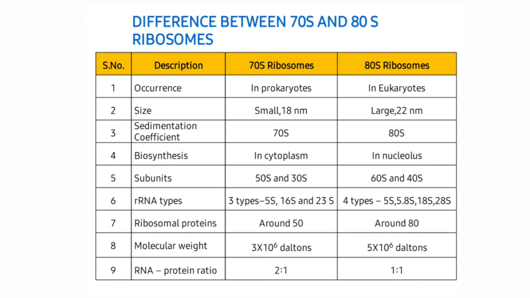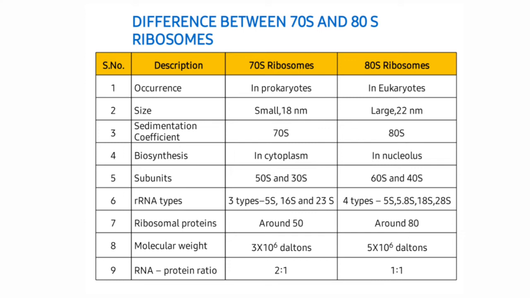What are the different types of ribosomal RNA? There are three types in 70S ribosomes: 5S, 16S and 23S, whereas 80S ribosomes contain four types: 5S, 5.8S, 18S and 28S. 70S ribosomes contain around 50 ribosomal proteins, whereas 80S ribosomes contain around 80 ribosomal proteins. The molecular weight of the 70S ribosome is 3 × 10^6 daltons, whereas that of the 80S ribosome is 5 × 10^6 daltons.